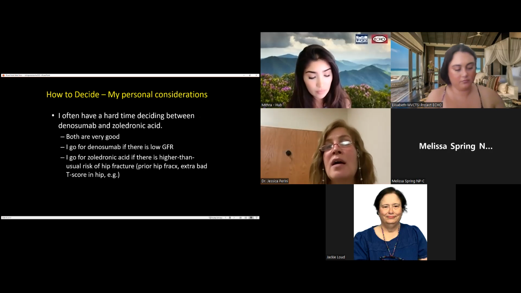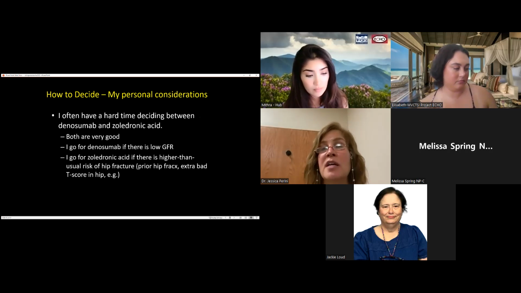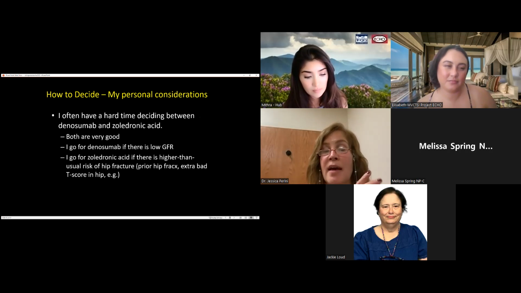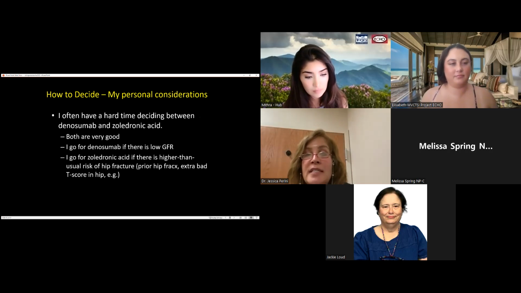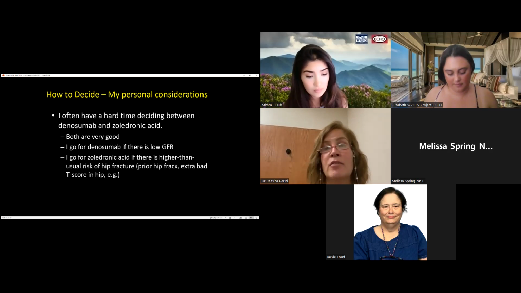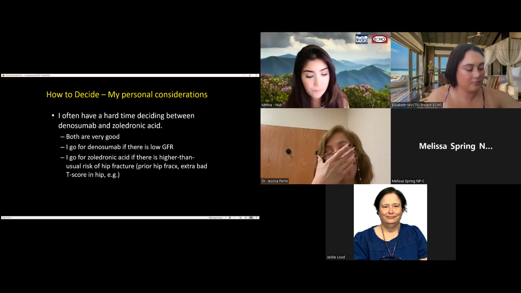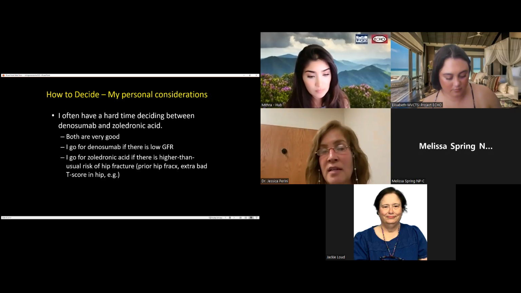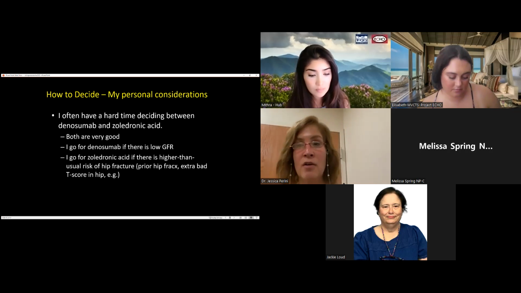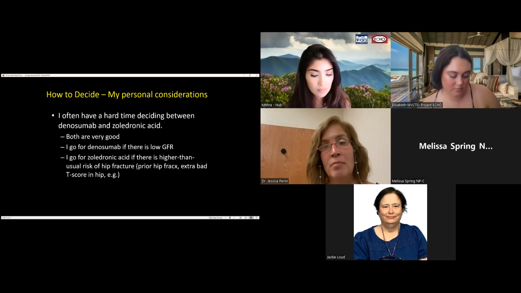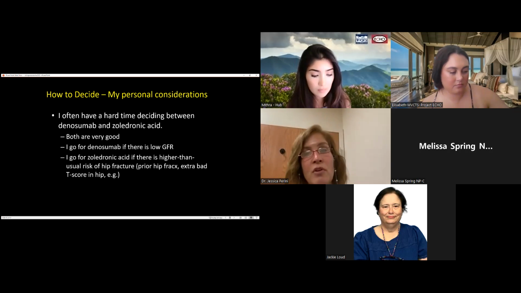Okay, so I do sometimes have a hard time deciding between denosumab, that like flu shot every 6 months kind of medicine, versus the once a year infusion IV zoledronic acid. Both of them are excellent. If the GFR is low, then I go for the denosumab, because remember, GFR under 30, you shouldn't be using the bisphosphonates.